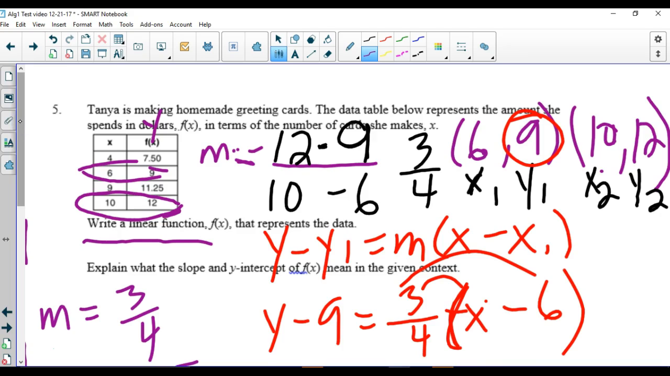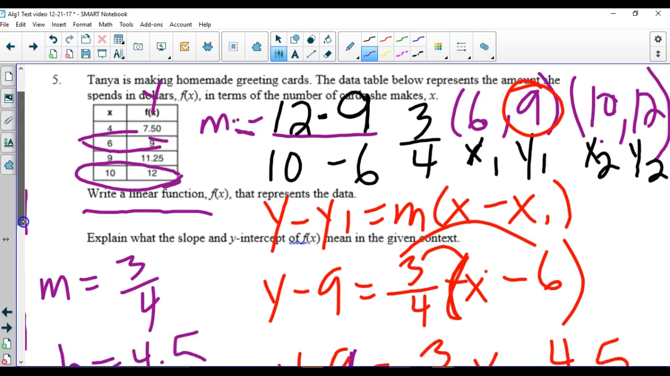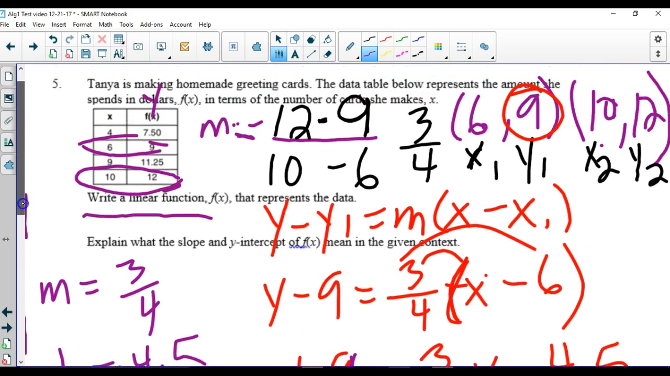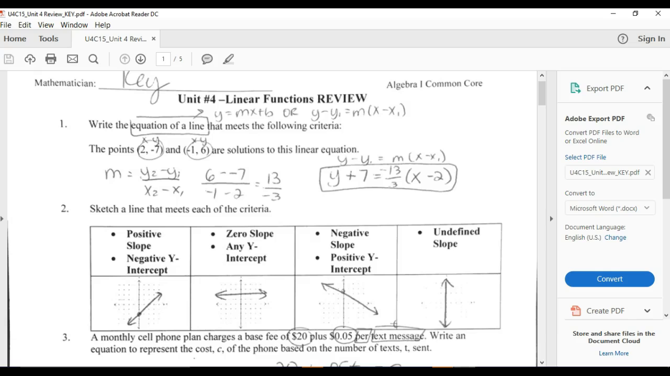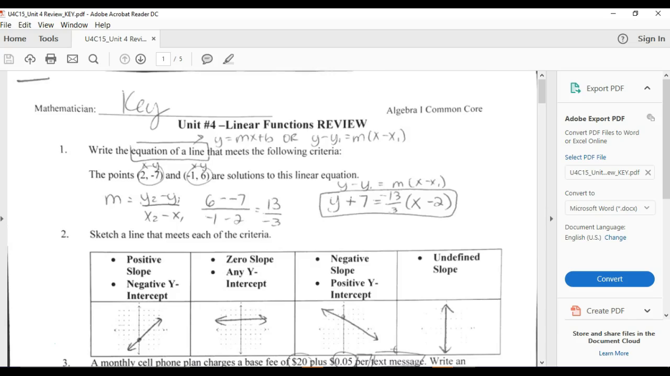Okay, I'm making homemade greeting cards. The table below represents the amount she spent in dollars in terms of what she's making in X. So it says X represents the number of cards she made. If X represents the number of cards she makes, X, it says 3 over 4. So let's see what that represents. And I will be going back and forth in between this and the answer key so we can kind of speed things through.